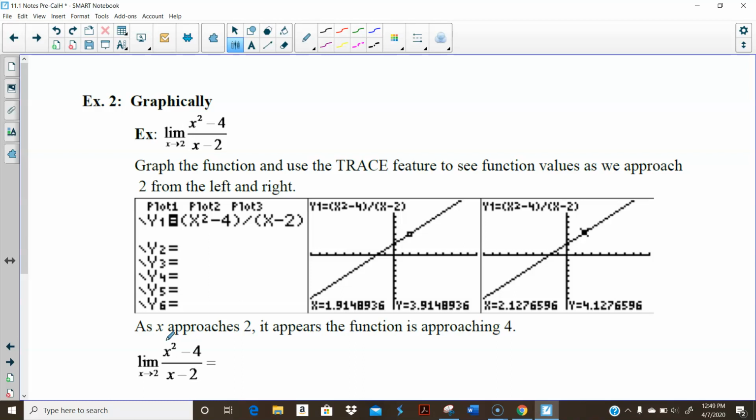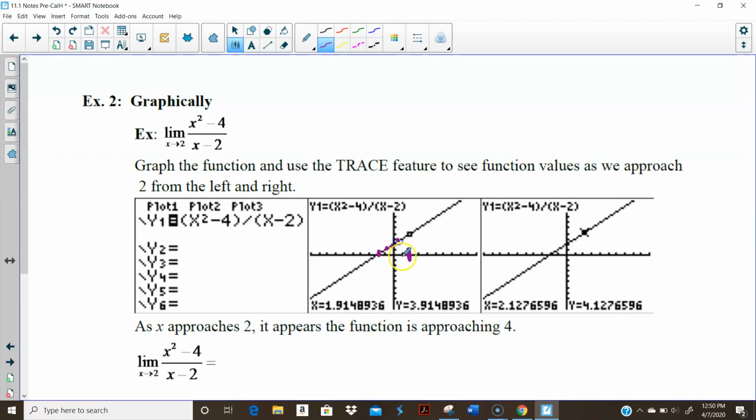And instead of hitting graph, hit trace. And you are going to trace along the function. What I want you to see is as we are approaching x equals 2. So here is x equals 2. As I am approaching from the left-hand side, I'm here, and then at 0, I'm here.